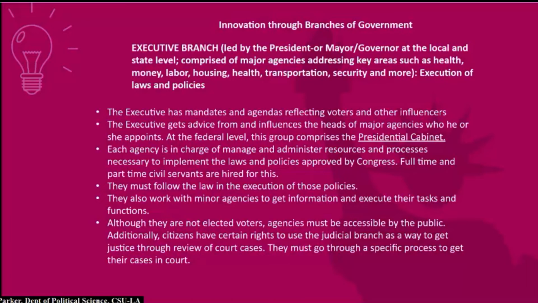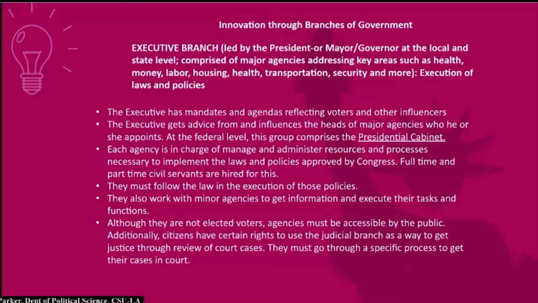Now, the executive branch. This is led by the president, and at the local and state level, that would be the equivalent to a mayor or a governor. It's important to remember that the executive branch is comprised of major agencies that address key areas such as health, money, labor, housing, transportation, security, and more. And they are in charge of the execution of laws and policies.